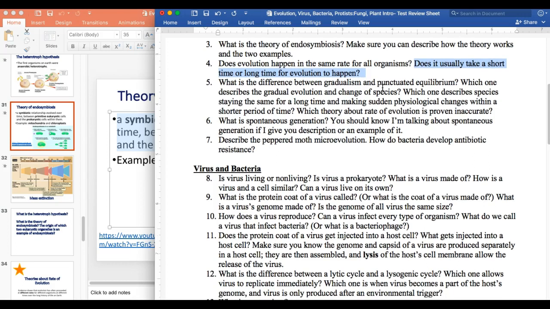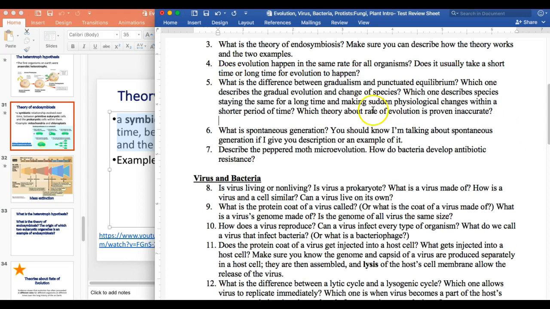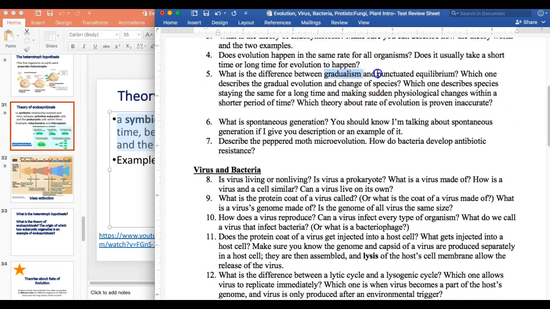So if you can remember the peppered moth story that we talked about, that is microevolution happening within a short time, where yes, evolution is happening. There's a change in allele frequencies, but we didn't produce a new species. The next one is, what is the difference between gradualism and punctuated equilibrium?